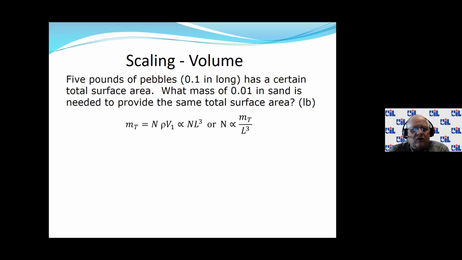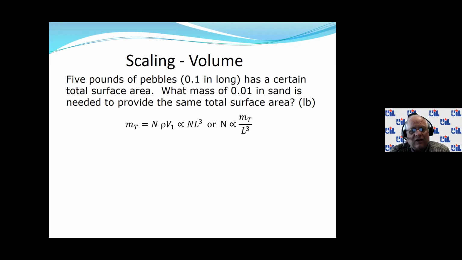So what I can write is the total mass of the pebbles, or really of the sand even, the total mass, m sub t, is going to be equal to the number of pebbles, or the number of pieces of sand, times the mass of one pebble or one piece of sand. I could write that as the density times the volume of one particle. I'm assuming that sand and pebbles have the same density, so I can get rid of that. So the mass is proportional to the number of particles times a length dimension cubed.